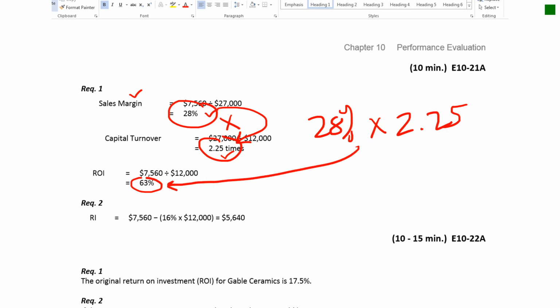On part 2, to get the residual income, here's your operating income. Your target rate, in this case, is 16%. You're going to multiply that by your assets of 12,000. That's in the parentheses. You deduct that from operating income. In this case, the difference should be 5,640 as your residual income.